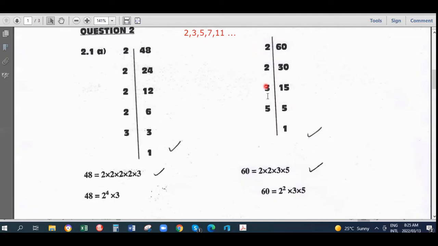If you look at the order of the prime numbers, it's the lowest prime number moving up. So your prime factors are 2 times 2 times 3 times 5. That's your prime factors. And if you multiply these numbers, they're going to give you 60. So 2.1a needed the prime factors. So using prime factorization, we're able to obtain the prime factors.